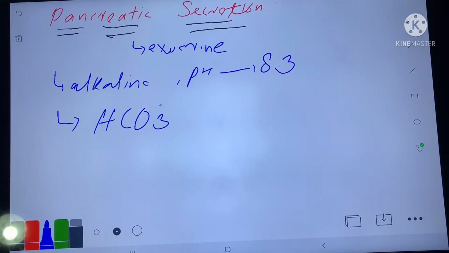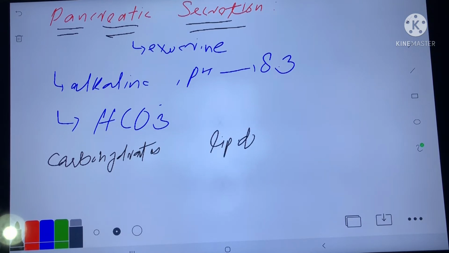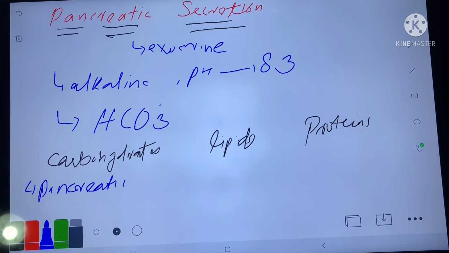So in food we have carbohydrates, lipids, and proteins. For carbohydrates in the pancreatic secretion, we have pancreatic amylase, which does digestion of carbohydrates. For lipids, we have pancreatic lipase.